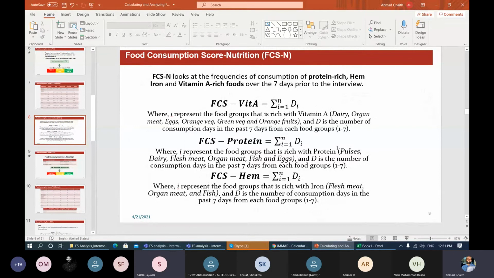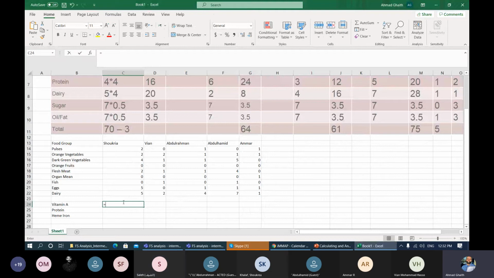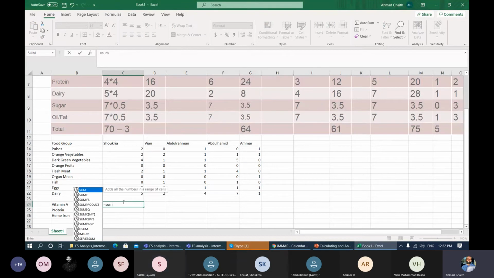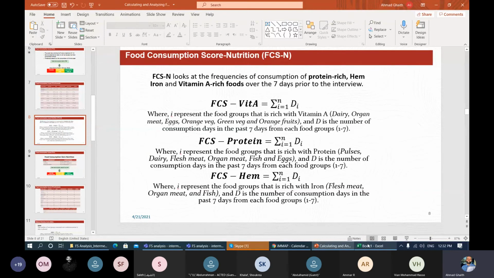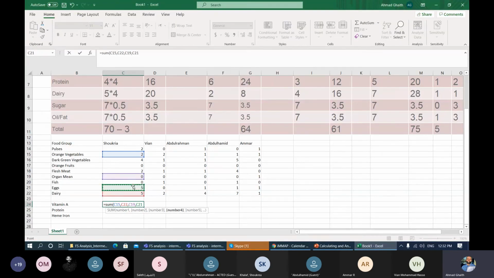Vitamin A we take from orange vegetables. Yes. Dairy. Organ meat. Eggs. Dairy, and then he said organ meat, and then he said eggs. Yes. What else? We said dairy.